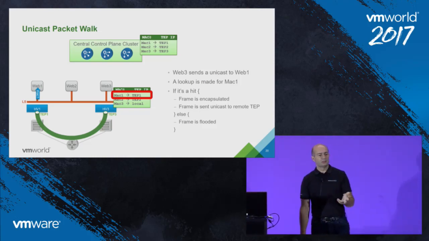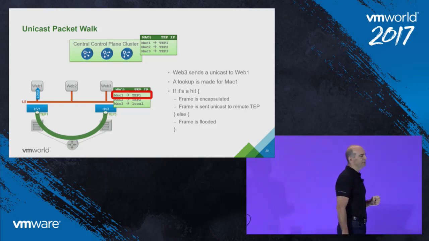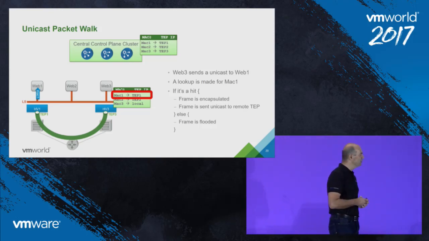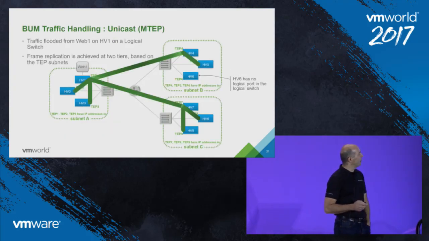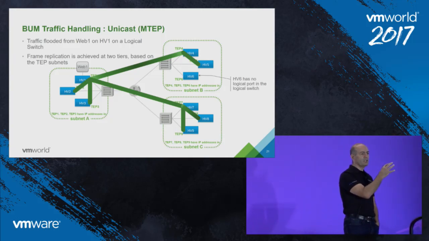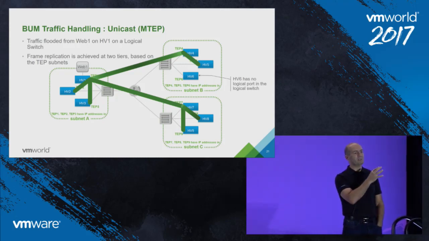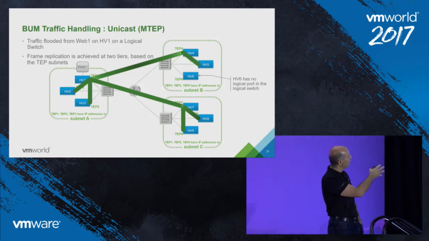So as soon as you are in this BUM category, your frame is going to be flooded over the NSX network. And this is how it works. This is what is called the unicast mode in NSX for vSphere. That's exactly the same. The way we optimize this is by grouping our TEPs, so the tunnel endpoints, by subnet. So here I have, for example, 3 groups of tunnel endpoints with several hypervisors.